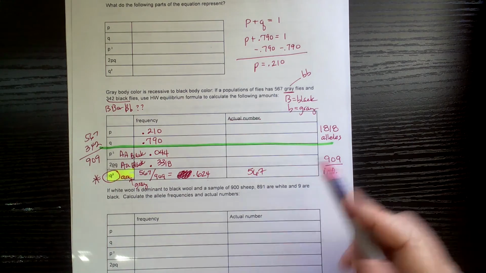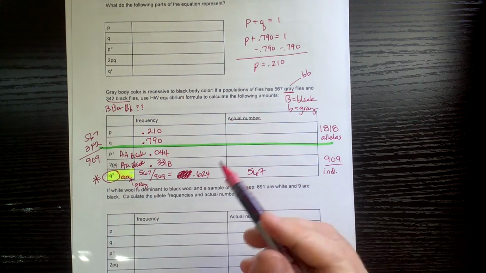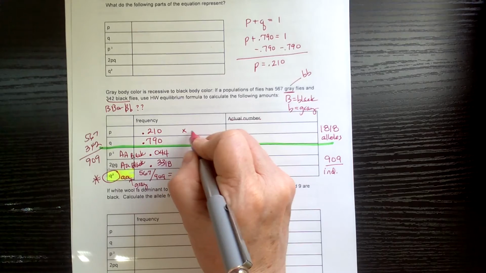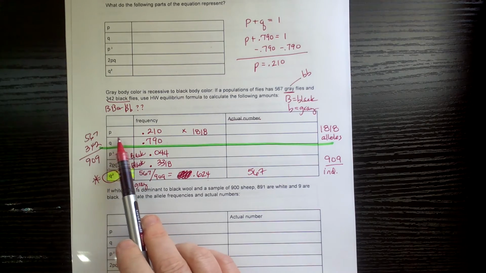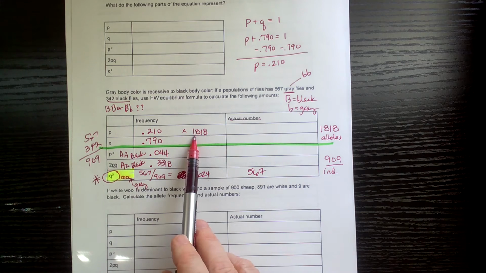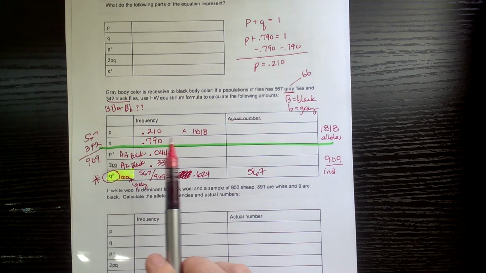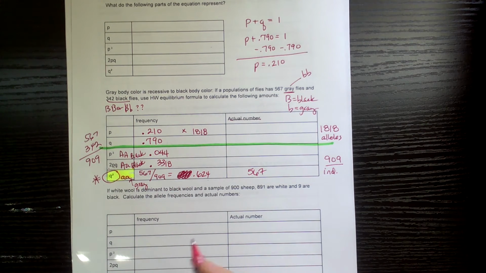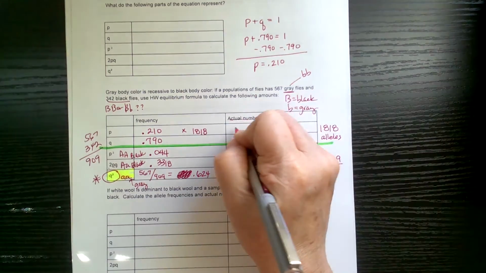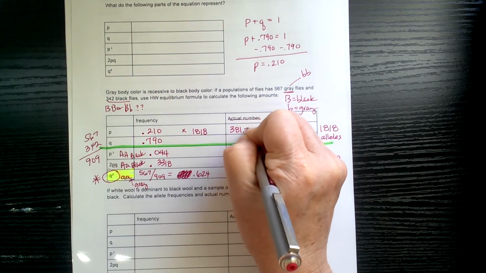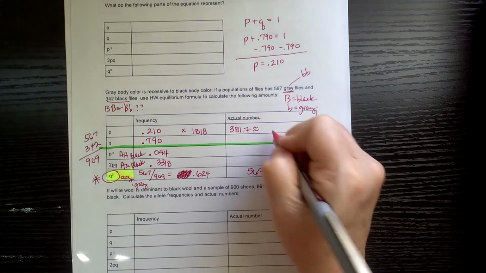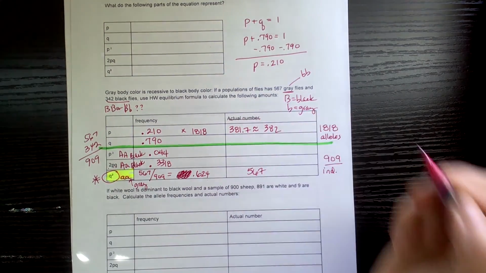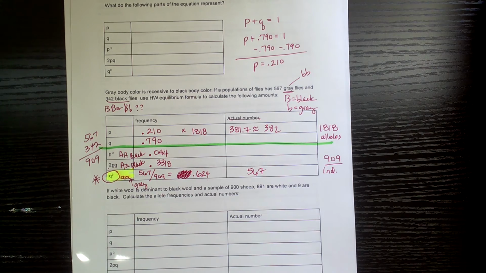So in order to find out the actual numbers, you take that frequency times 1818, because that's the frequency of the dominant allele in the population times the total number of alleles in the population, and you are going to get 381.7. Okay, so with your calculator, and then we're going to round that to 382. So about 382 dominant alleles.